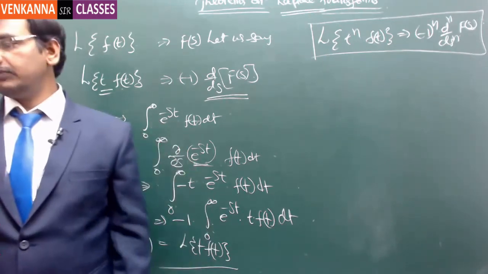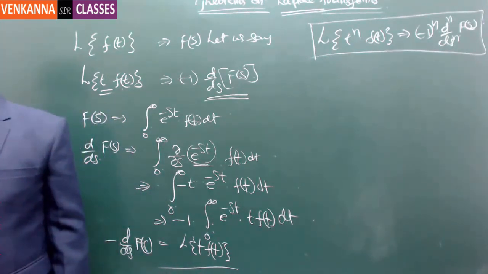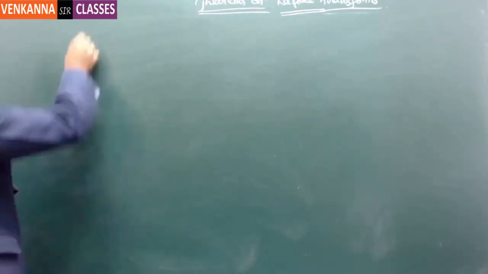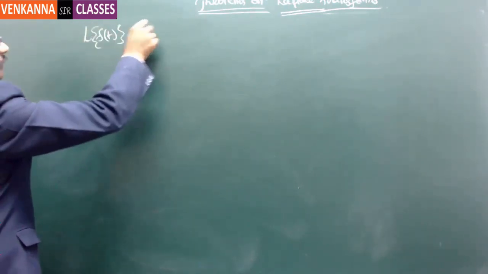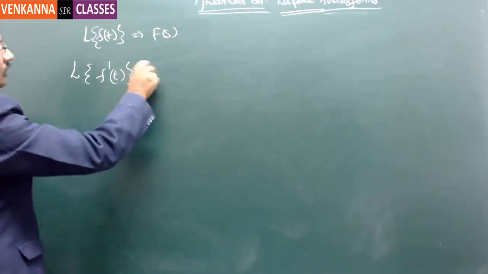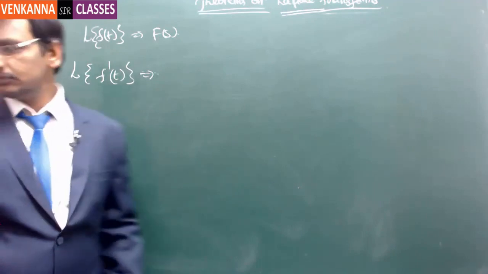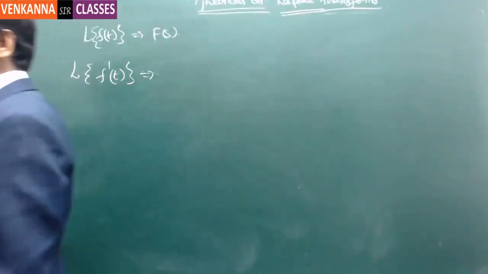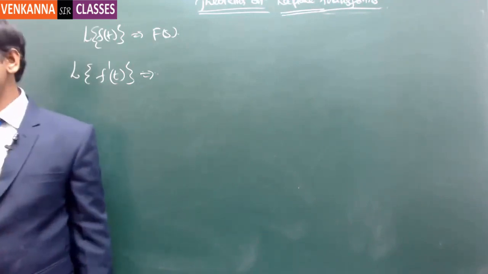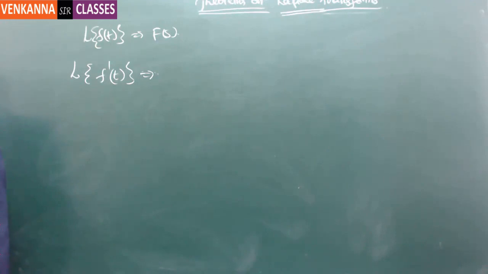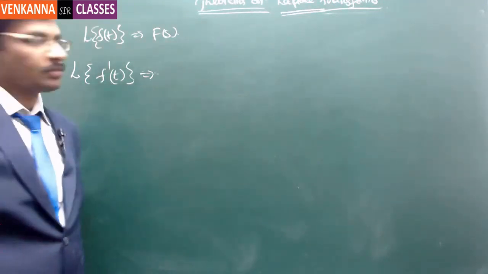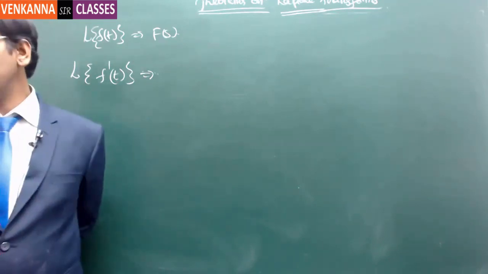So this is multiplying with t. Now you know the Laplace transform of f of t is equal to f of s. Then what is the Laplace transform of f dash of t? Can you tell me? Anybody got the answer? Is it possible to find the Laplace transform of f dash of t if you know the Laplace transform of f of t?